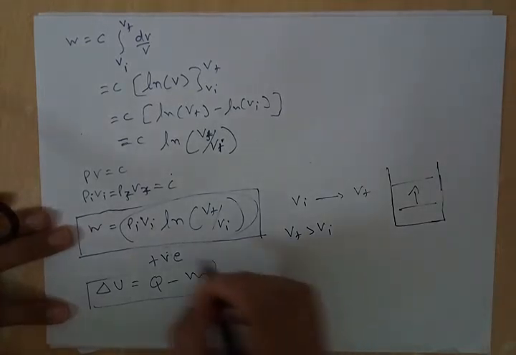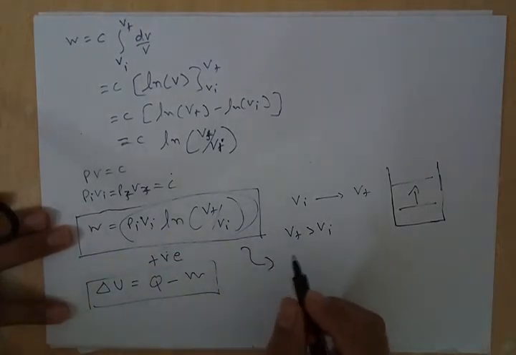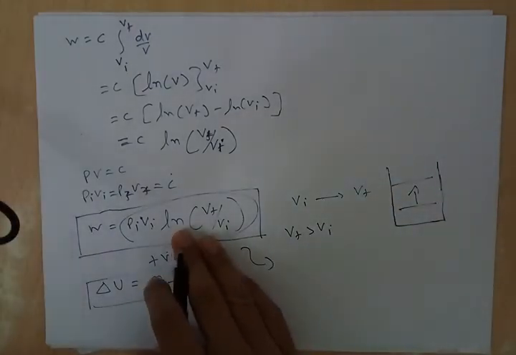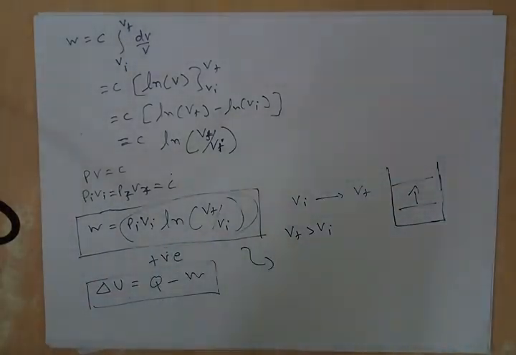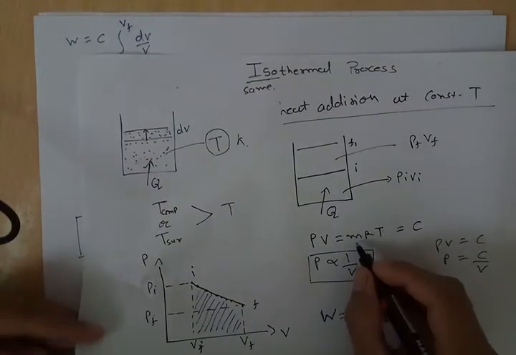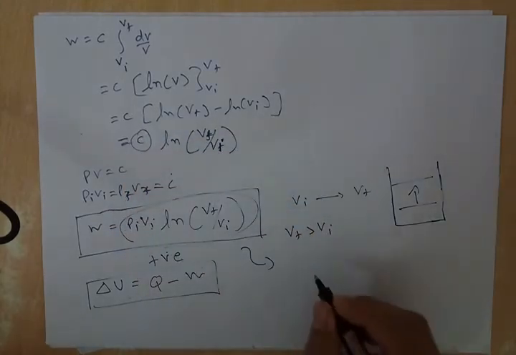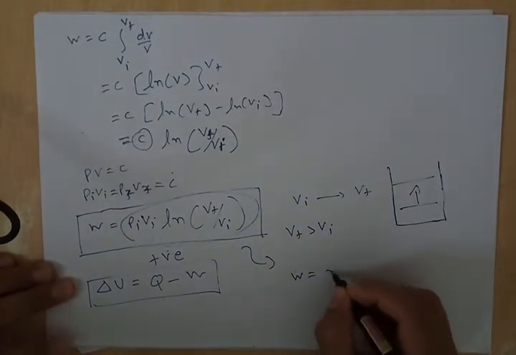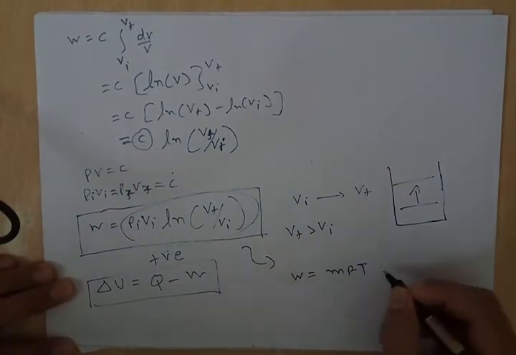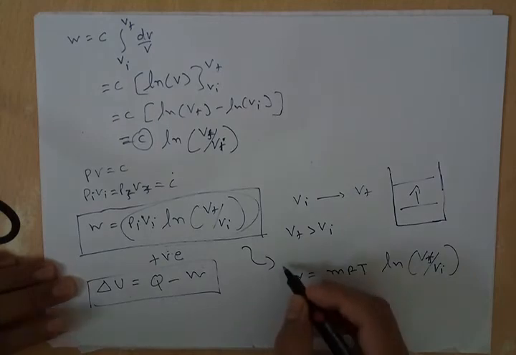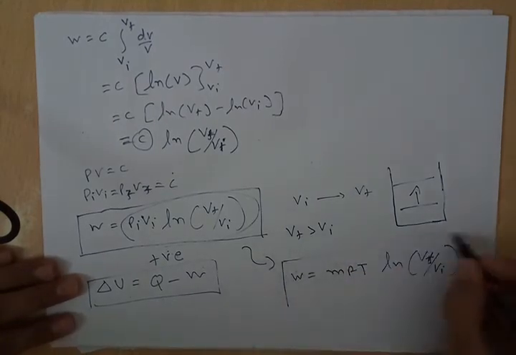We can write this equation in form of temperature also. So as we have seen, we can also write C is equal to mRT. So hence we can get this equation W is equal to mRT ln Vf upon Vi, where T is temperature of the system, which is constant throughout the process.